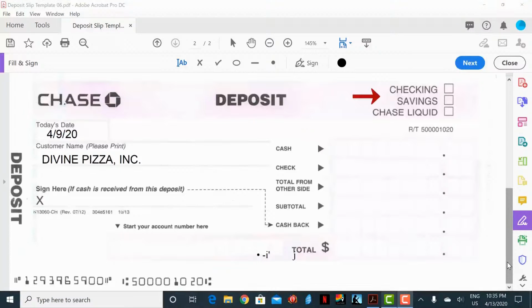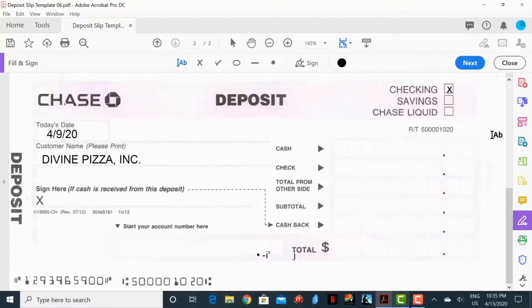On the top right of the slip, you'll see options to check if the deposit is going into a checking, savings, or liquid account. Normally, when opening up a bank account, it is for a checking account, so we will check this option. Below these options is the section where you will enter the amount of your deposit. There is a section for cash. If you are depositing cash, this is where you will put the amount.